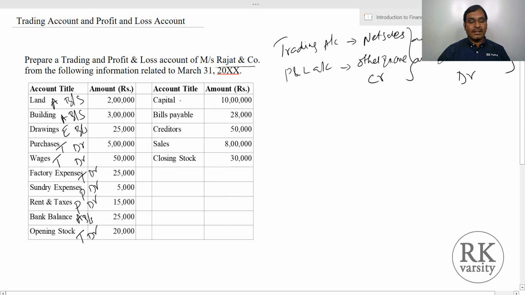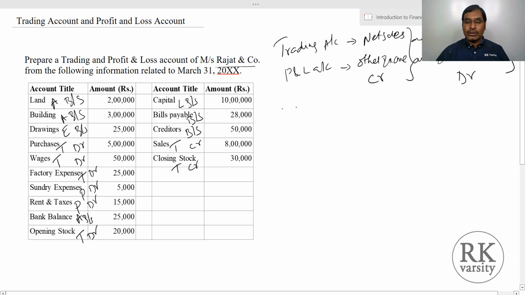On the other side we have capital. Capital is shown on the liability side of the balance sheet. Bills payable, again a balance sheet item. Creditors is also a balance sheet item. Sales is a trading account item and shown on the credit side. Closing stock is a trading account item shown on the credit side. So using these, first we calculate the trading account, followed by the profit and loss account.